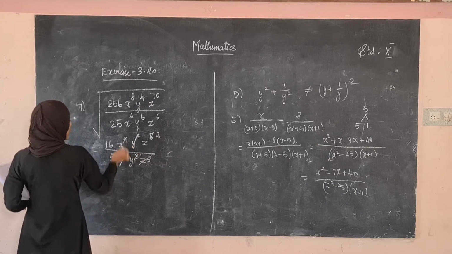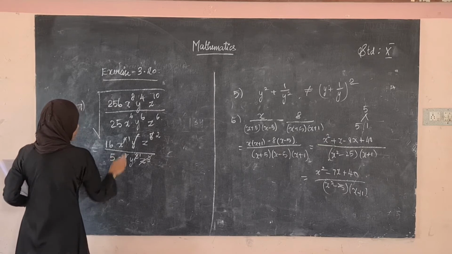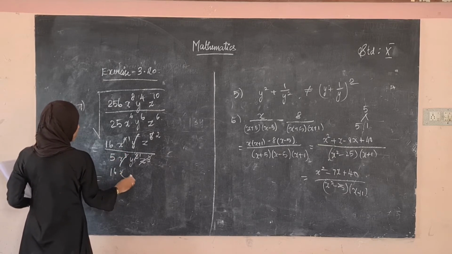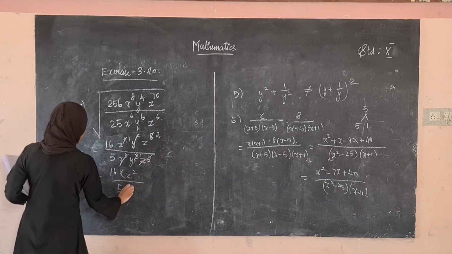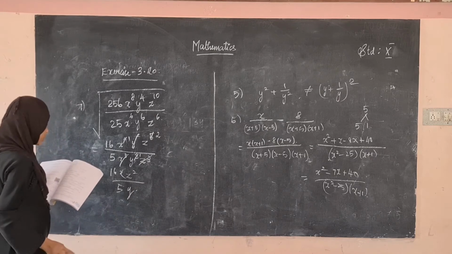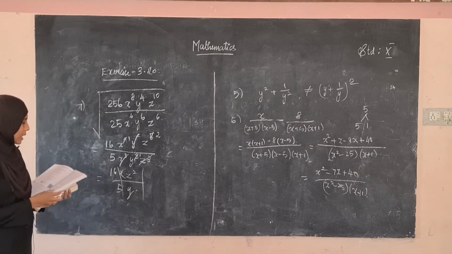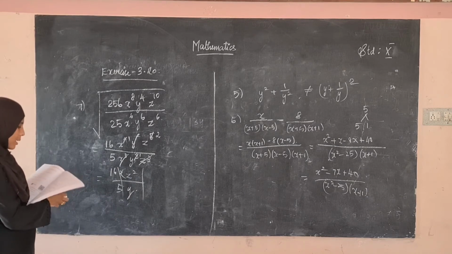This one is cancelled and this becomes 1. So what's the answer? 16 into the remaining in the numerator is x into z squared divided by 5 into y. So you have to write this in modulus. So the option is D: 16 divided by 5 into modulus of x into z square divided by y.